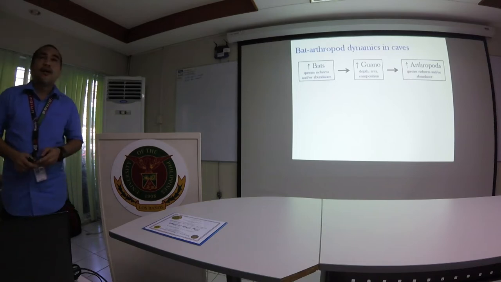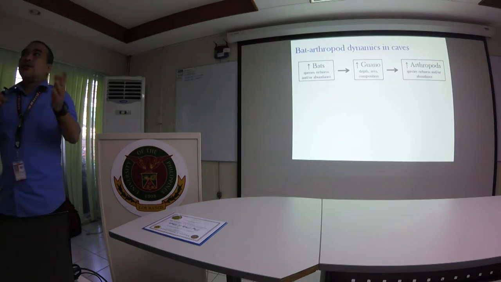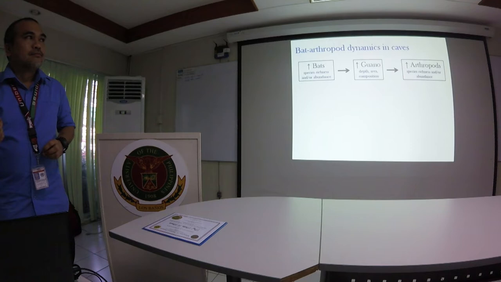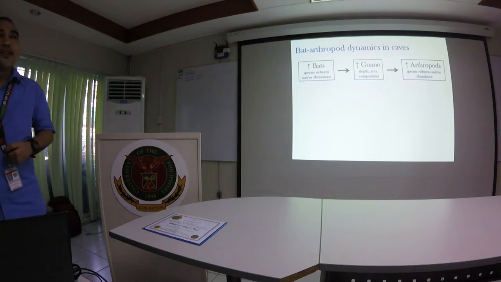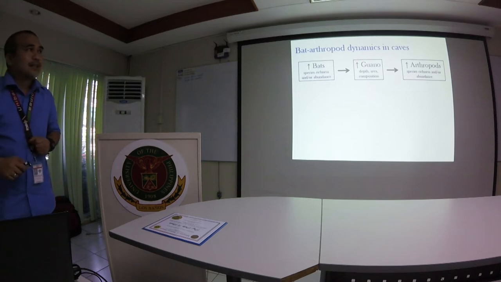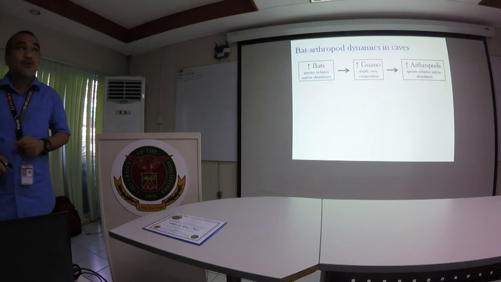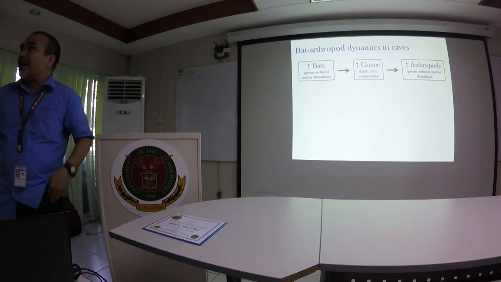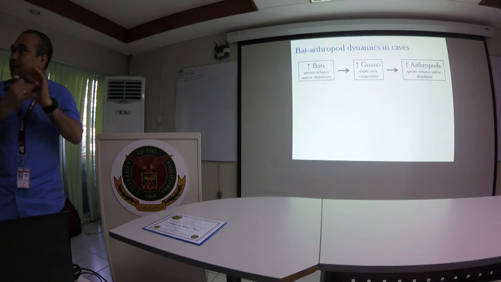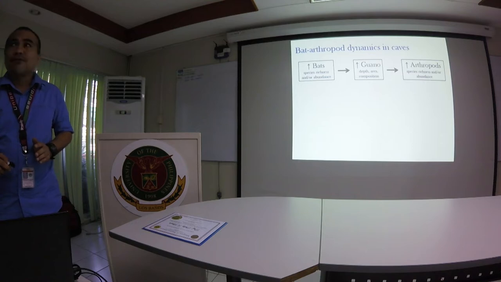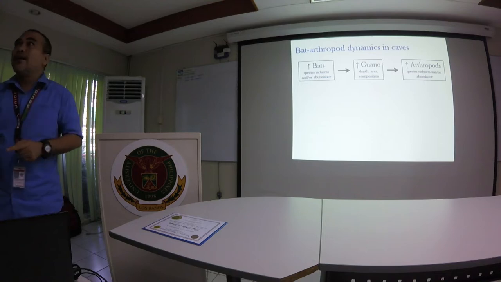And for bat-arthropod dynamics in caves, I'm now slowly inching into my chapters. From the literature, when you have high bat species richness and high abundance of bats, this would translate to a high amount of guano in terms of depth. You have a larger area for guano, and then the composition, because you have different bat guilds: insectivorous bats, frugivorous bats, sanguivorous bats. And the studies show that those characteristics of the guano would translate to a high number of arthropods in terms of species richness and abundance.